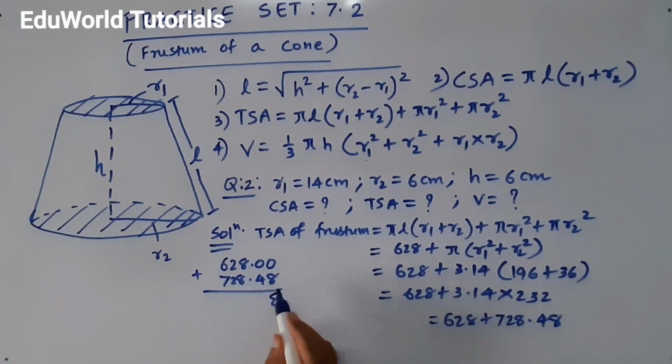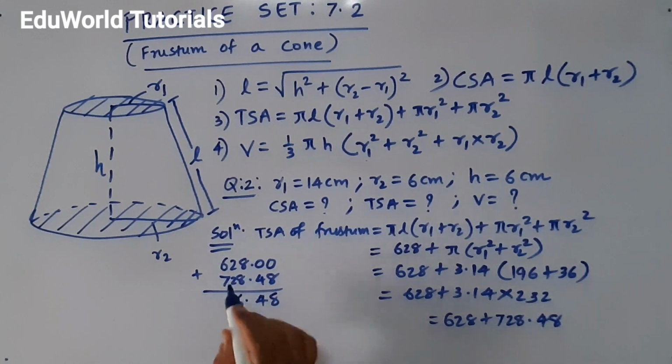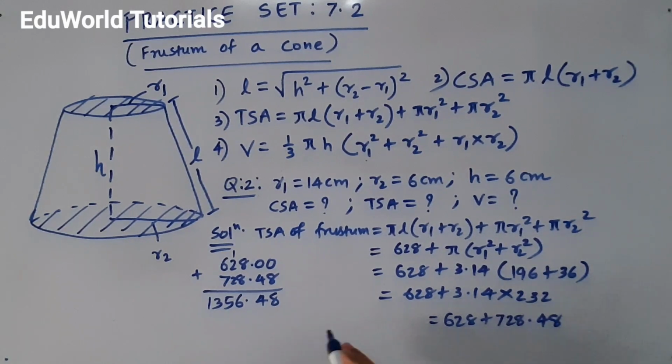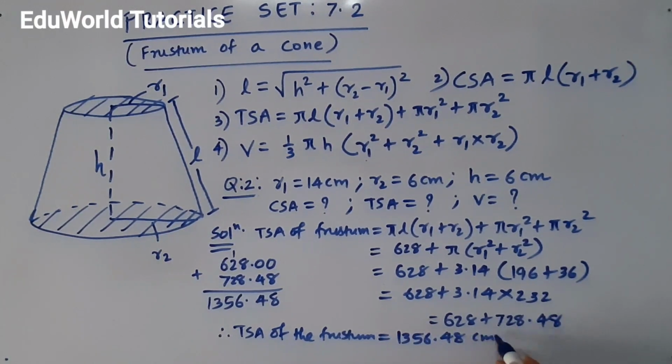So 8 I will keep as it is. Okay, 4 I will keep as it is. 8 plus 8 is 16. 1 I carried. 5 and 6 plus 7 is 13. 1356.48. Is it right? 1356.48. Yeah. So therefore, TSA of the frustum is 1356.48 centimeter squared. This is our second answer, the total surface area of the frustum of the cone.